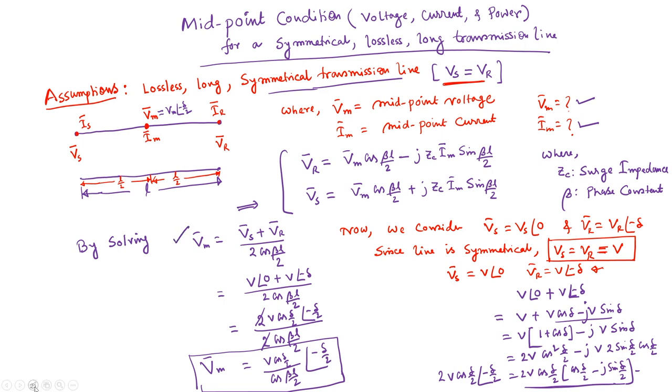Now, we also need to determine Im from this. In order to find Im, we can subtract equation 1 from equation 2. So, let us see what we get. The Im phasor is equal to Vs minus Vr divided by j2Zc sin beta L by 2.